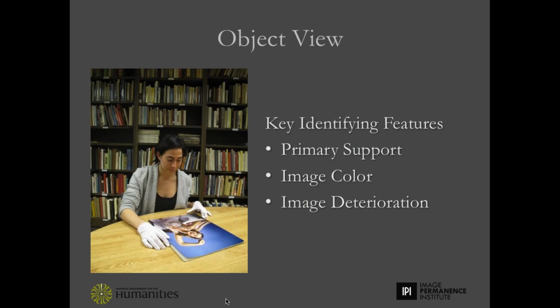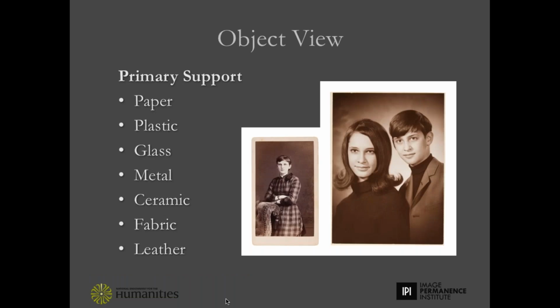Okay, so with the object view, what we're looking for are the type of primary support, the image color, and if there's any image deterioration we can use for identification. You may also look for clues within the image or clues that are written or printed on the object to narrow down a date range or process possibility. The most common primary support is paper, but photographs can also be on plastic, glass, metal, ceramic, fabric, and even leather.